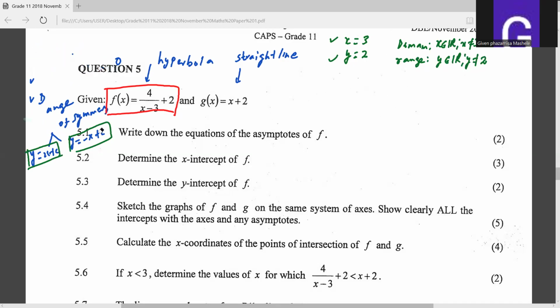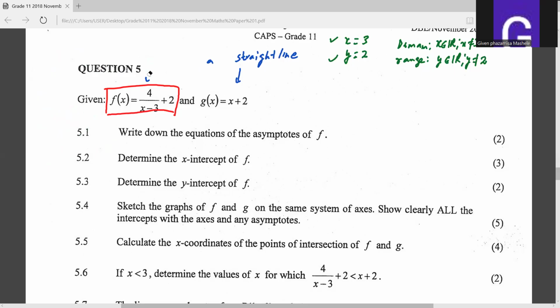Okay, let's now answer the question. The question says, write down the equations of the asymptotes. We have already answered that. The first one is x equals 3 and y equals 2. Remember the sign for the y value always, like for the x values, always changes. So here, let me just write this side, it's x equals 3 and y equals 2.